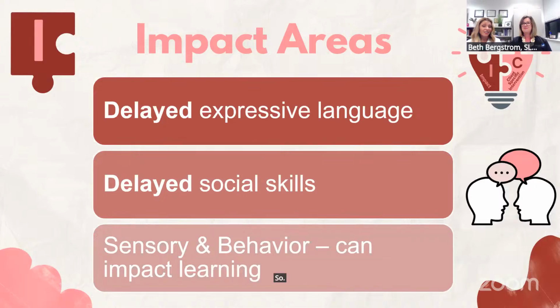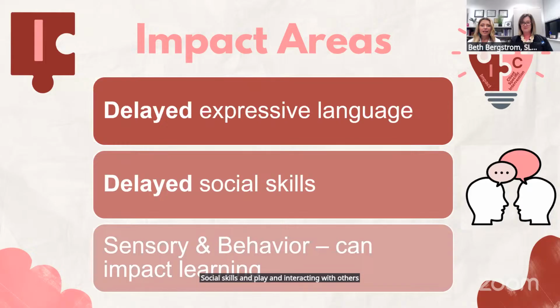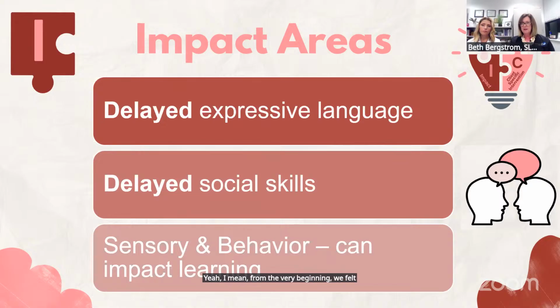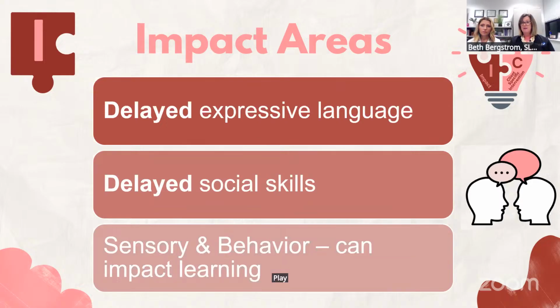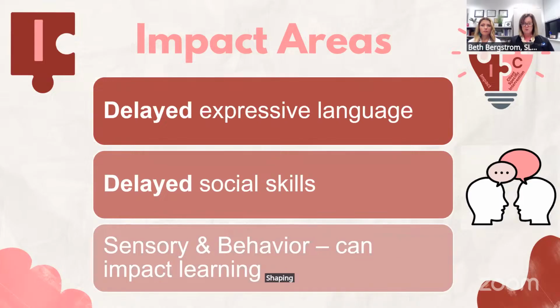So, impact areas. Overall, delayed expressive language was one of the main areas we were concerned about. His social skills, as we've described, with play and interacting with others. And do you want to talk about sensory and behavior? Yeah, from the very beginning, we felt like he had learned some bad habits with his behavior that were impacting his ability to learn in different environments. Some of them were more sensory related, like he was choosing to do some different sensory play that also impacted our learning. And we had to be cautious about not just removing all of those sensory needs, but shaping them into something more appropriate for play.